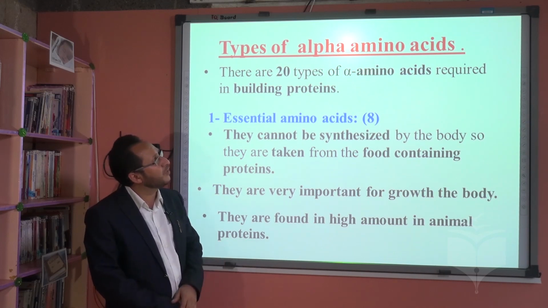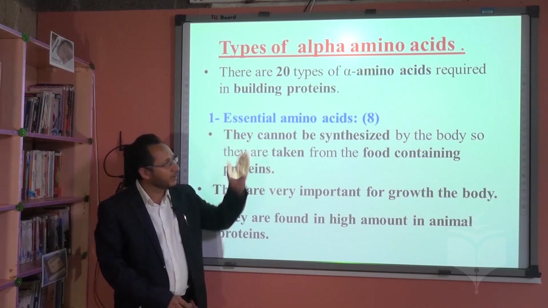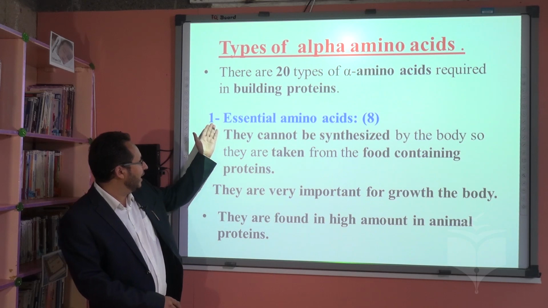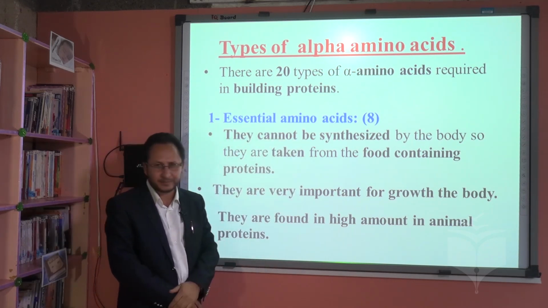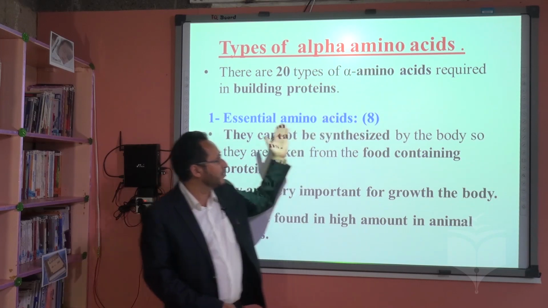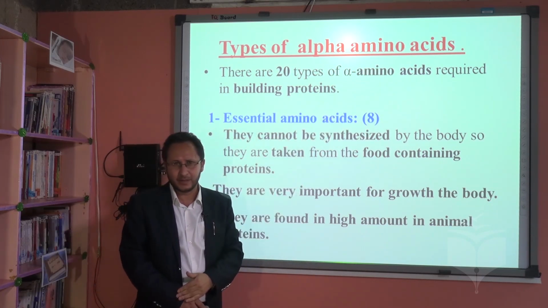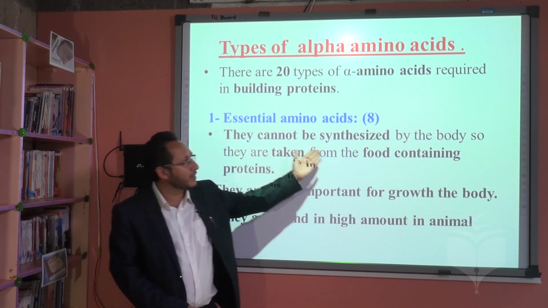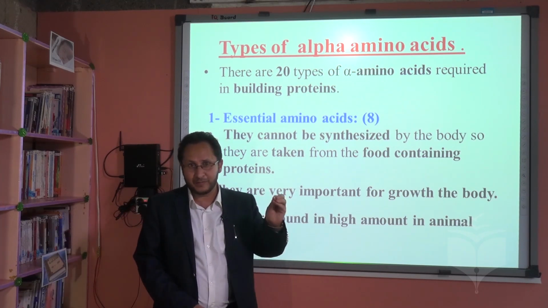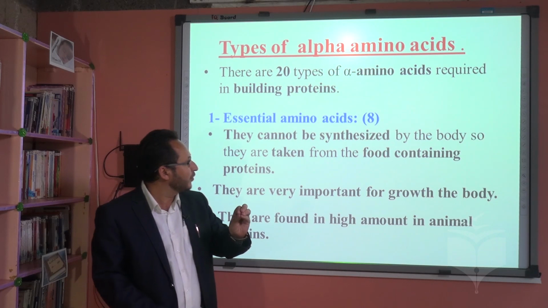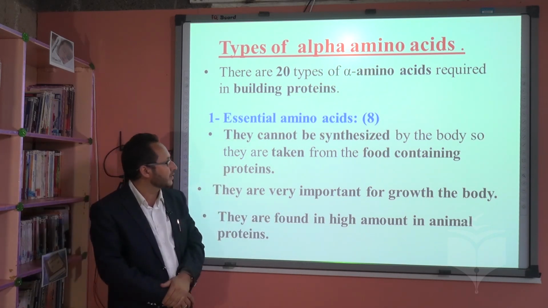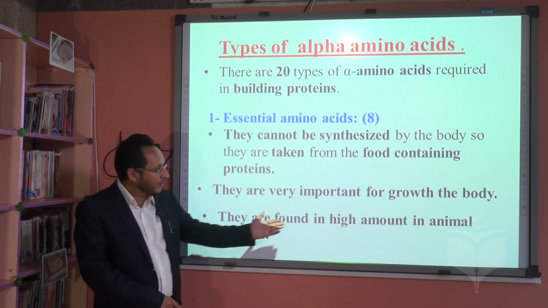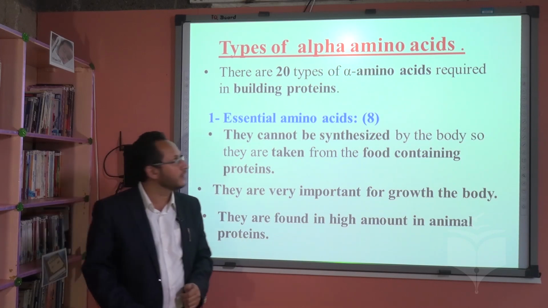Now, what are the types of amino acids? There are 20 types of alpha amino acids required in building proteins. The first one is the essential amino acids. Here we have 8 types of essential amino acids. We call them essential amino acids because they cannot be synthesized by the body, so they have to be taken from food containing proteins. They are very important for the growth of the body. They are found in high amounts in animal proteins.